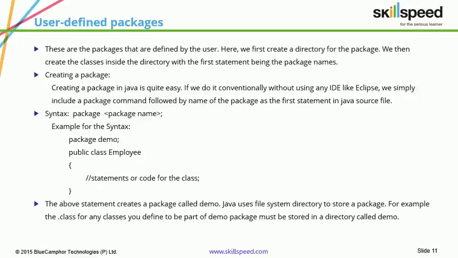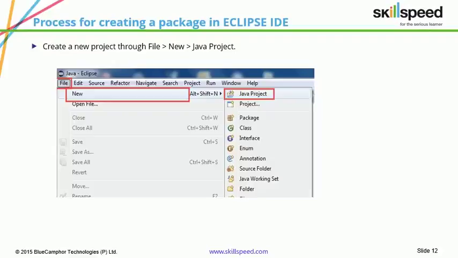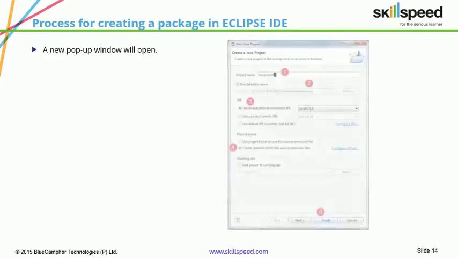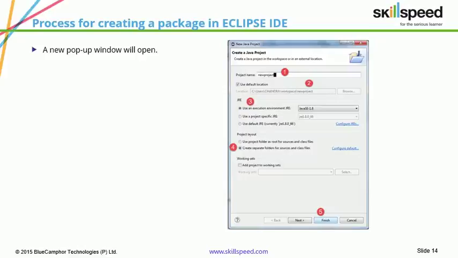Note that if we are using an Eclipse IDE, we can create the package just like a folder and add a class we are trying to make use of. It will automatically contain the package statement. Also, the IDE itself will take care of the .class file directory creation and maintaining it. Let us look at the process for creating a package in the Eclipse IDE. Create a new project through the File, New, Java Project path in the Eclipse IDE. You can also go through the Package Explorer, where you can right click and use the File, New, Java Project option. Then a new pop-up window will open.